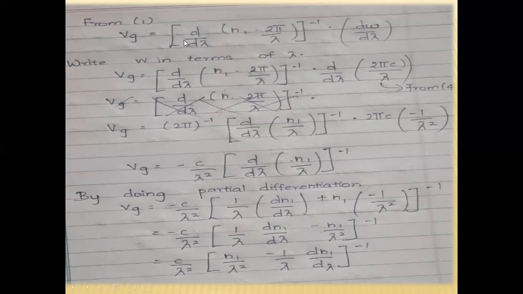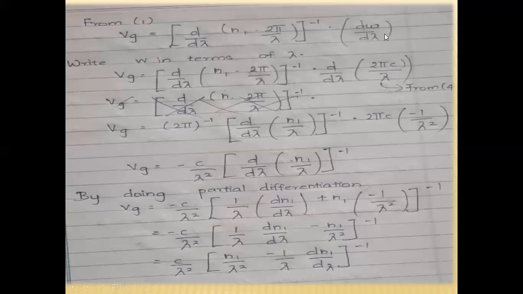Again, we have dλ/dβ. I'm just taking the term as an inverse term, that's why I'm representing it here as -1, right? So for β, I'm substituting the value n1 × 2π/λ. Now I'm going to write this whole term in terms of λ.